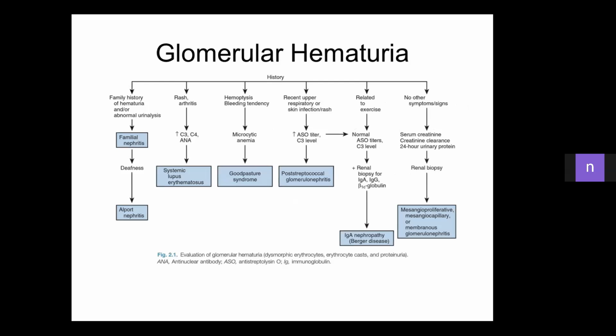So in the book, this is a schematic diagram of glomerular hematuria. There you can see if there's rash and arthritis, we can consider systemic lupus erythematosus, and then different diseases.